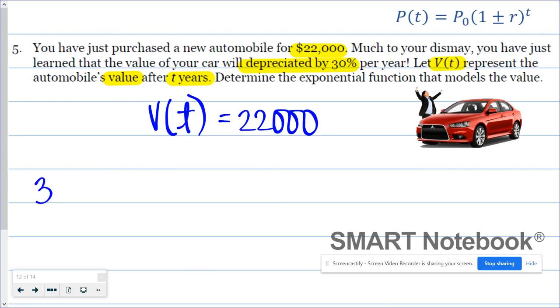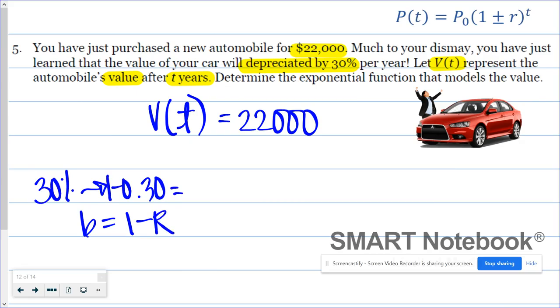So my rate is 30%. If I turn that into a decimal, I'm looking at 0.30. And when it comes to what is b, b is equal to 1 minus r. So if I go 1 minus 0.30, I get 0.70, and that's my b value. And then don't forget your exponent.